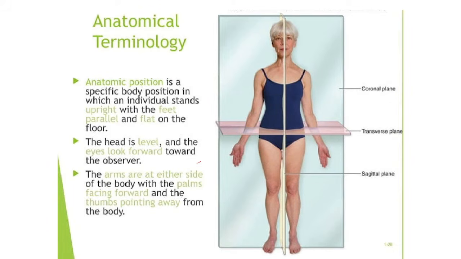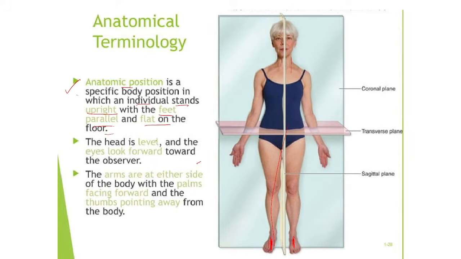Okay, anatomical terminology. First one, the anatomic position is a specific body position in which an individual stands upright with the feet parallel and flat on the floor. You can see here the lady standing in this position, which is known as the anatomic position. Here the lady stands upright, in a straight position. Feet are flat to the floor and placed parallel. This position is known as the anatomic position or upright position.